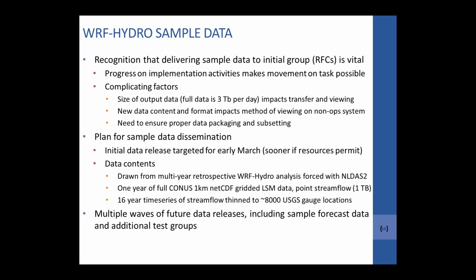We don't have a GFS reforecast for 10 or 15 years at the current version, at the current resolution. So the substitution for now in terms of sample data would be to draw from this multi-year retrospective data set. What we would offer up is 1 year of full CONUS output. That would be about 1 terabyte in size. And again, we'd have to subset this down, but it would be basically all the products.